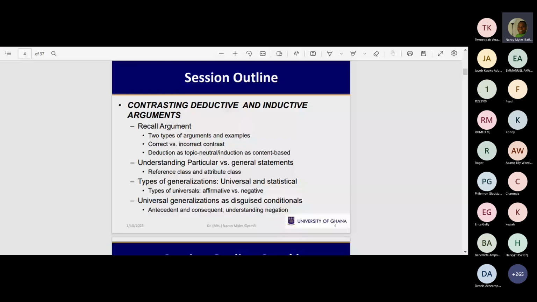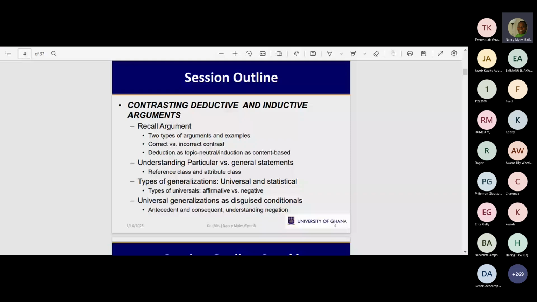When we are reasoning inductively, we look out for that. Those are key to the outline. And what else should you know by the end of the presentation? You are supposed to know particular statements and how they differ from general statements. The key thing to help you do that is identifying the reference class and distinguishing it from the attribute class of one statement when you have it.